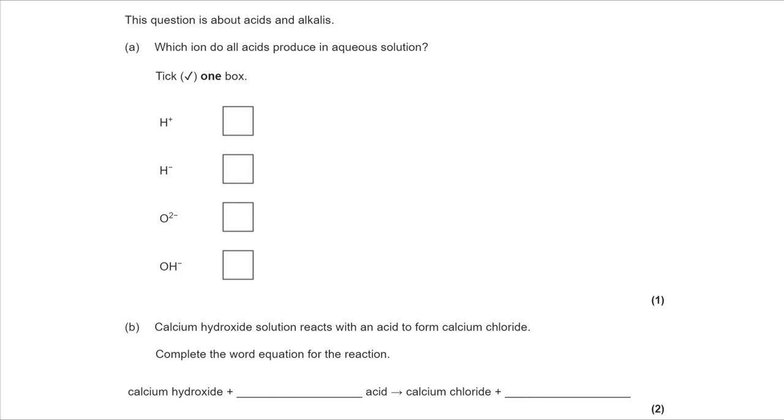Question about acids and alkalis. Which ion do all acids produce in aqueous solution? A straightforward factual recall question. You have got to remember that that is H+.